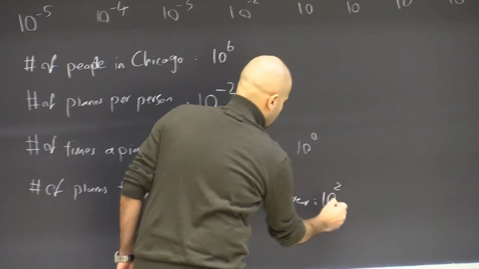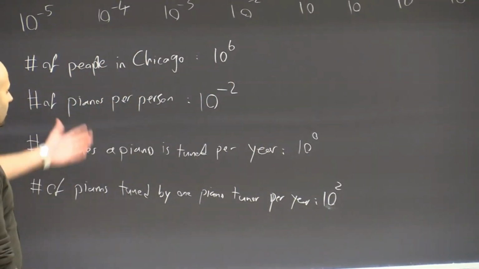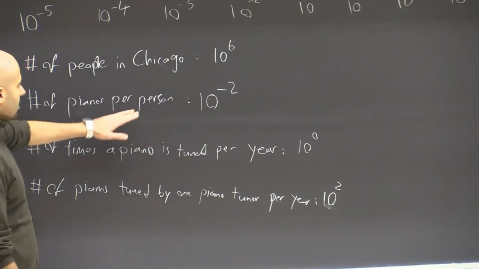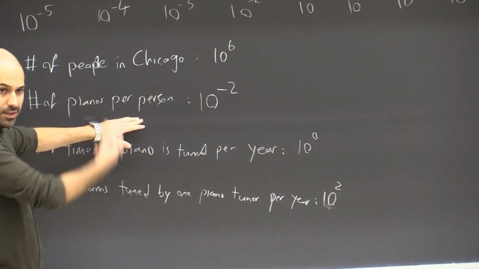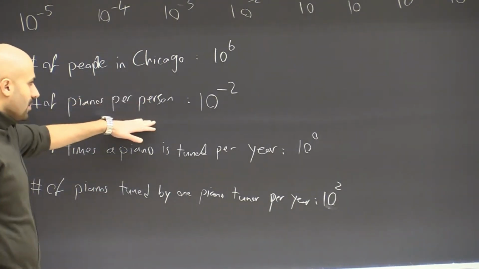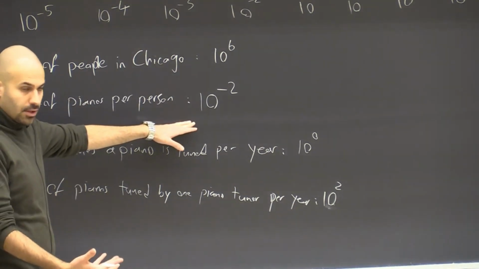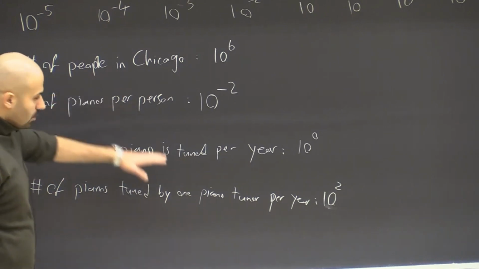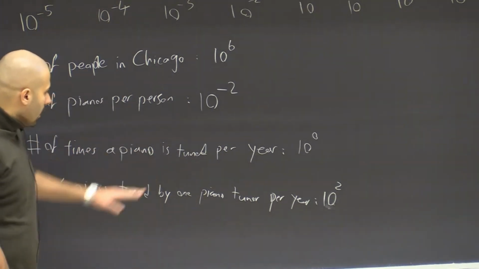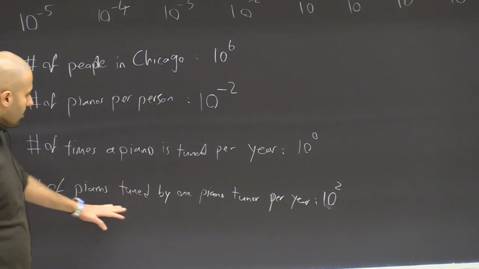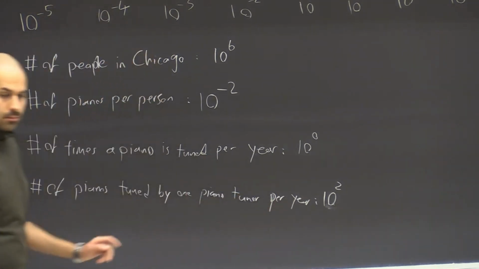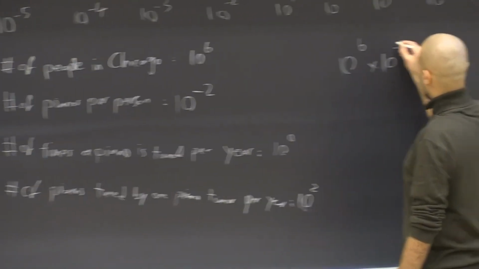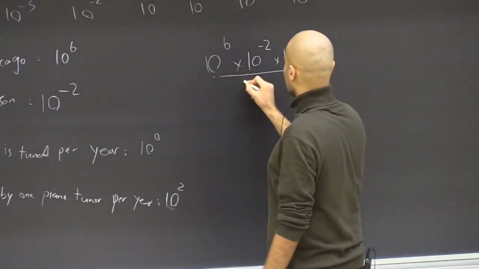So now if we just do some simple multiplication and division, we will get the answer. So there are these many people in Chicago. When we multiply this by this, as this is per person, we can just look at the dimension of these things. This is number of people. This is pianos per person. So multiplying this by this tells us how many pianos there are. Then this is per year, right? So multiplying this by this by this says how many tuning jobs there are. And then when we divide it by this, because this is, again, per year, we're going to get the result. So this times 10 to the minus 2 times 10 to 0 divided by 10 to the power of 2.